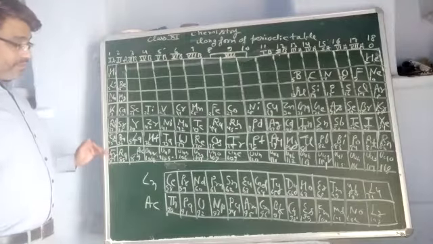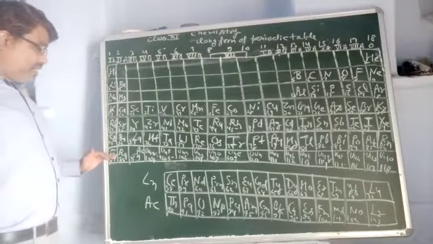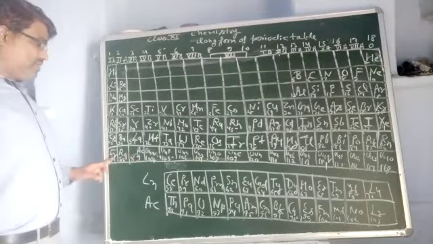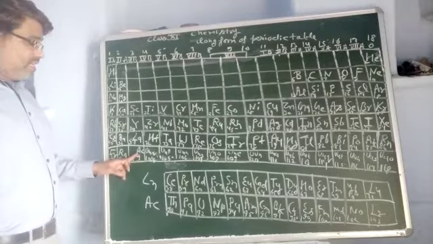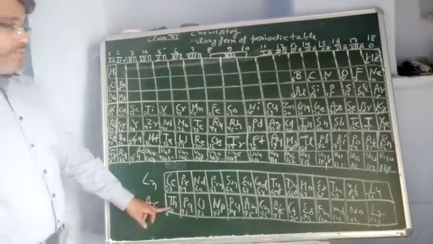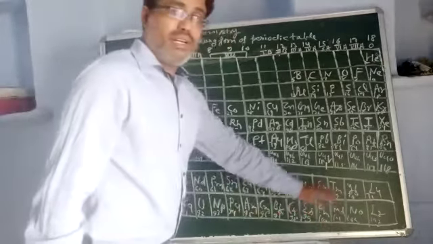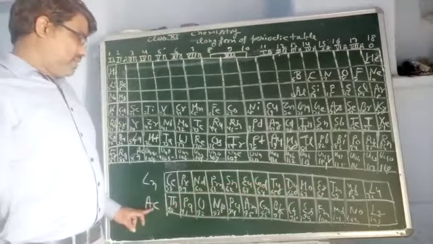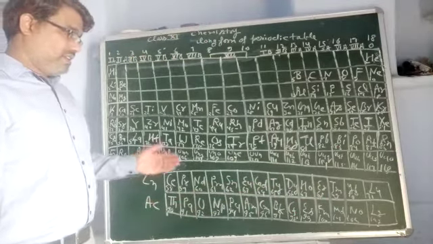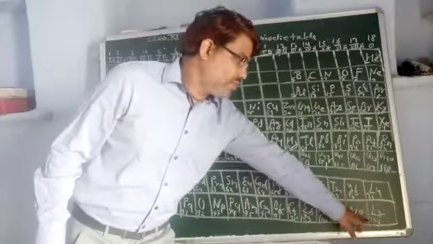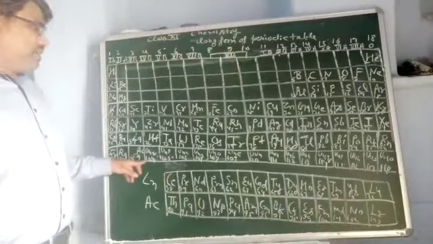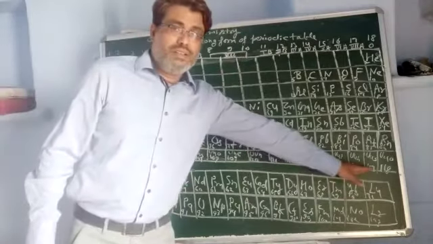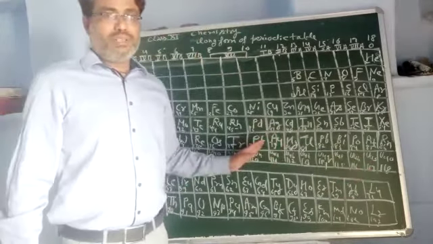Now next, in the seventh period, from francium 87 to 89 actinium, we have these elements, and after that, thorium to lawrencium, they are separated and kept down there. They are called actinoids. And after lawrencium, after 103, we have 104 and the remaining elements up to 118 in the seventh period.